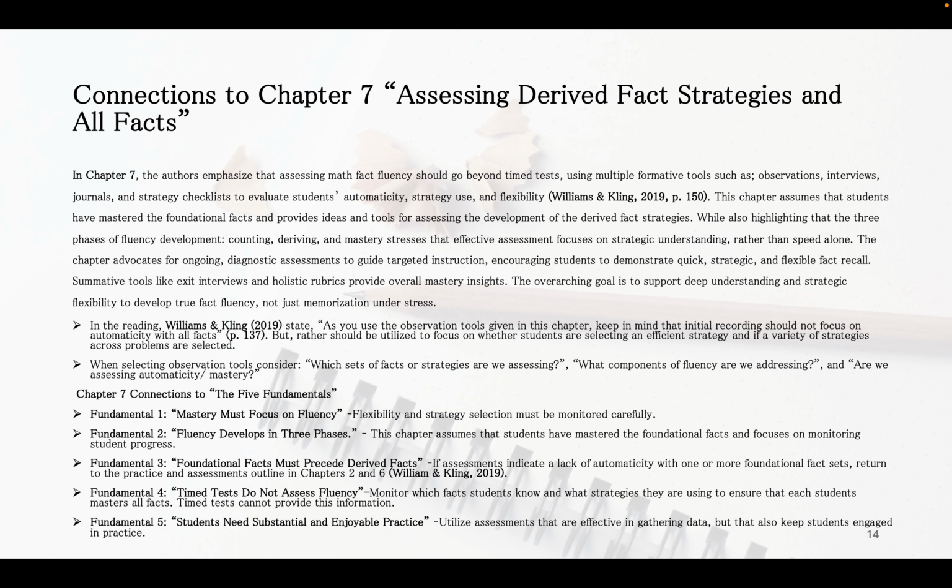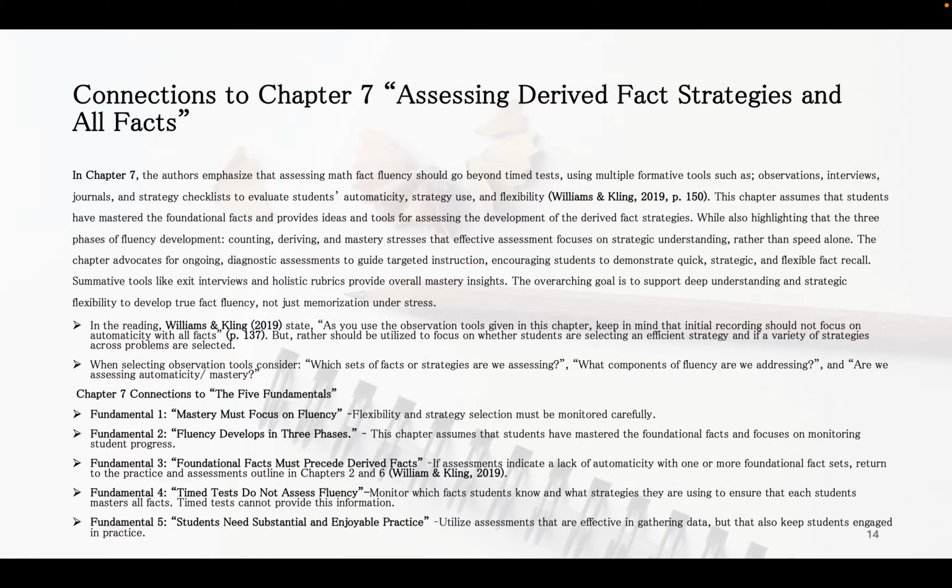So in the reading, Williams and Kling really emphasize that as you use the observation tools given in this chapter, you also have to keep in mind as an educator that initial recording should not focus on automaticity with all facts, but rather should be utilized to focus on whether students are selecting an effective strategy to figure out the answers to the problems, and if a variety of strategies across problems are selected and not just one. And just a couple of questions that you can use and consider as a teacher.